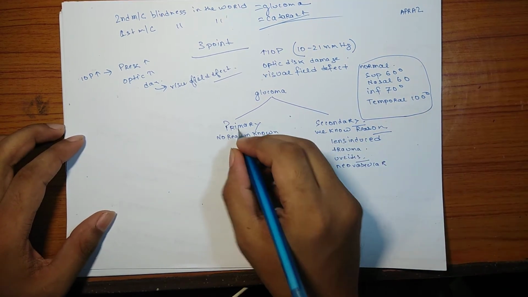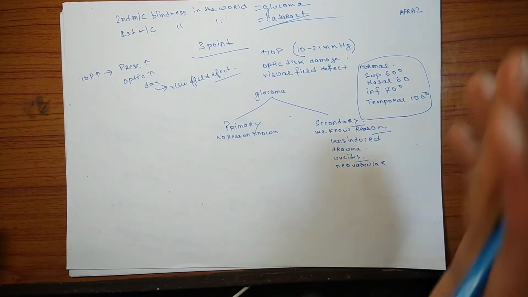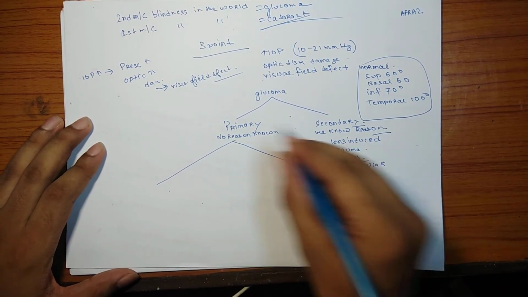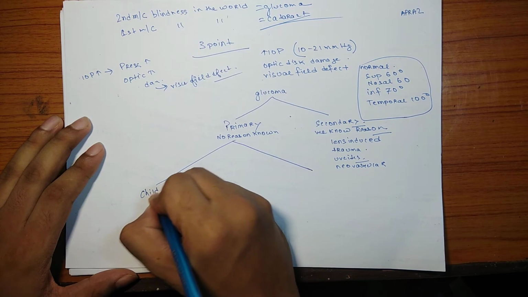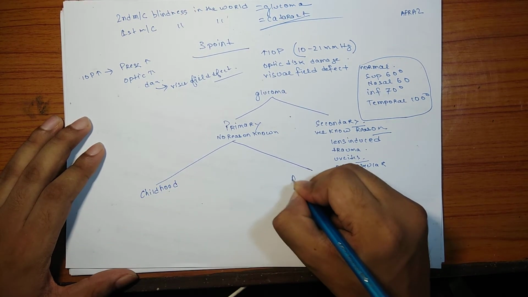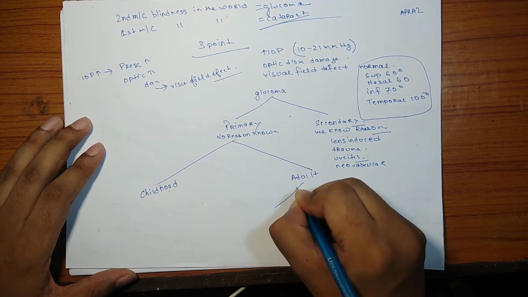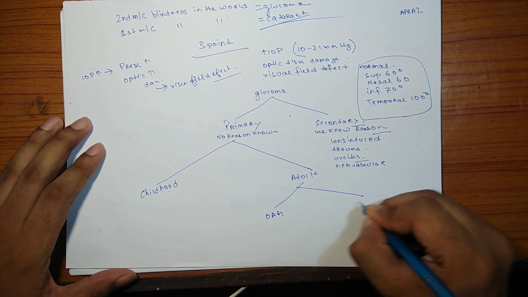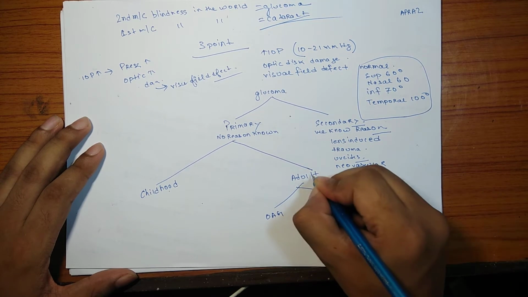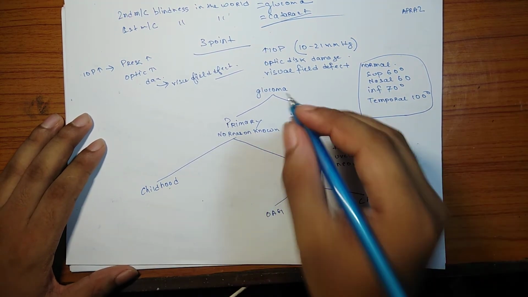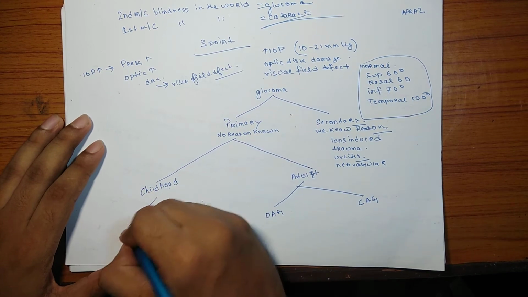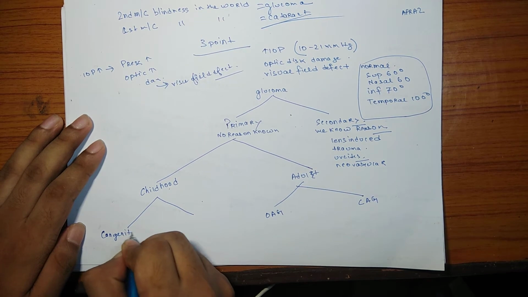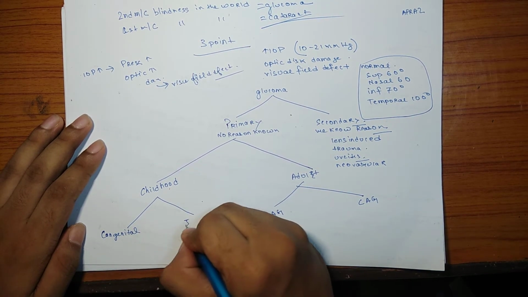Okay, so primary and secondary. Let us try to divide primary glaucoma. Again, this is very, very important. We divide primary glaucoma into childhood and adult. Now this adult is divided again into open angle glaucoma and closed angle glaucoma. And in childhood we divide it again into congenital and juvenile.